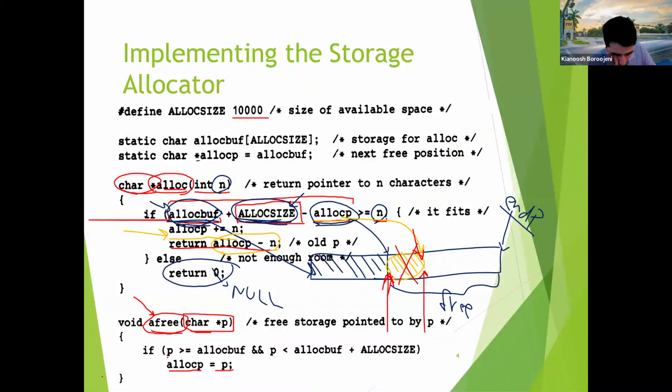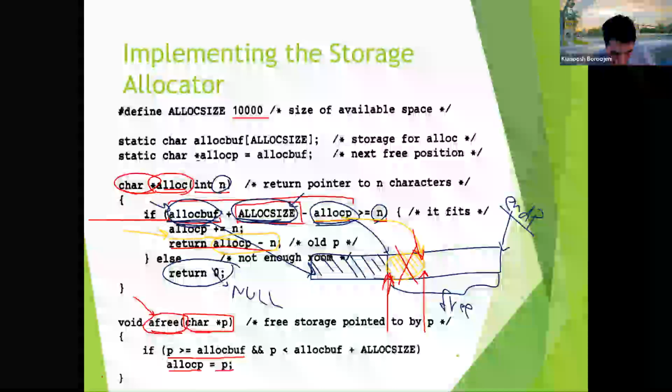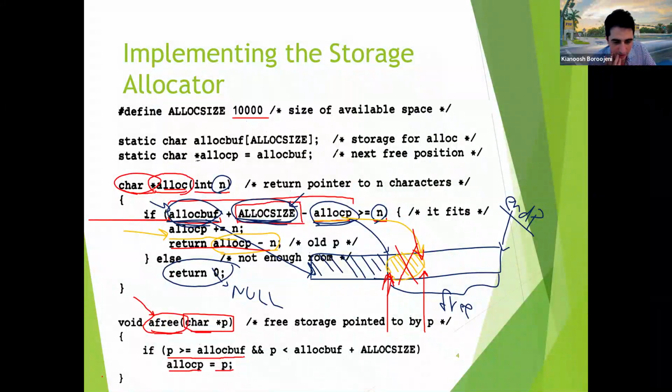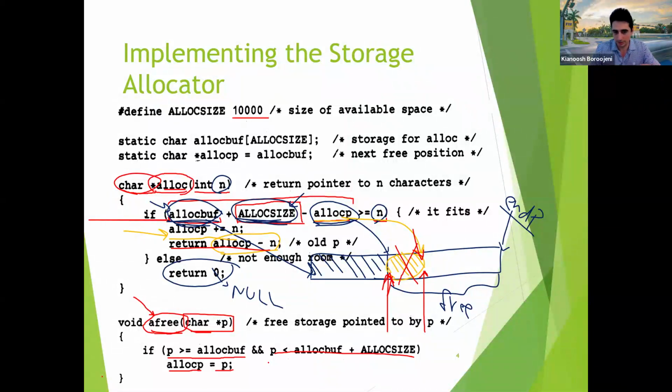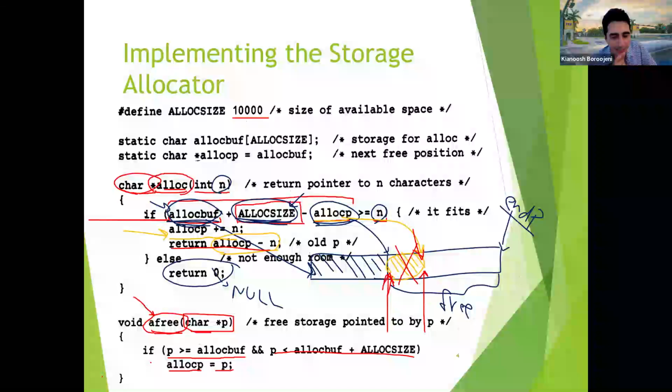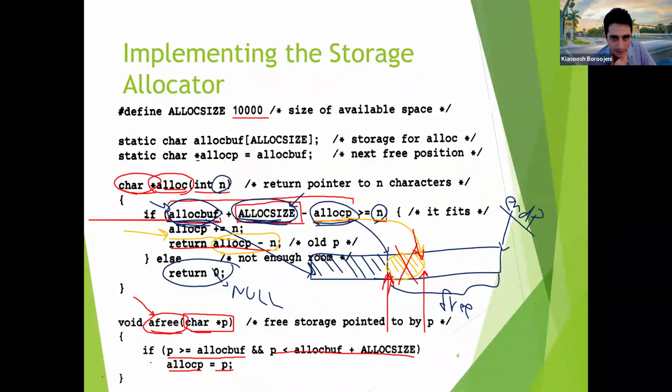This condition assures that p is pointing to the right location. It should be greater than or equal to alloc buff, and it should be less than alloc buff plus alloc size. This basically assures that the pointer is inside the heap. You're not pointing to a location that is outside of the heap. That's like an error handling part. And that's pretty much it. That's the rudimentary versions.